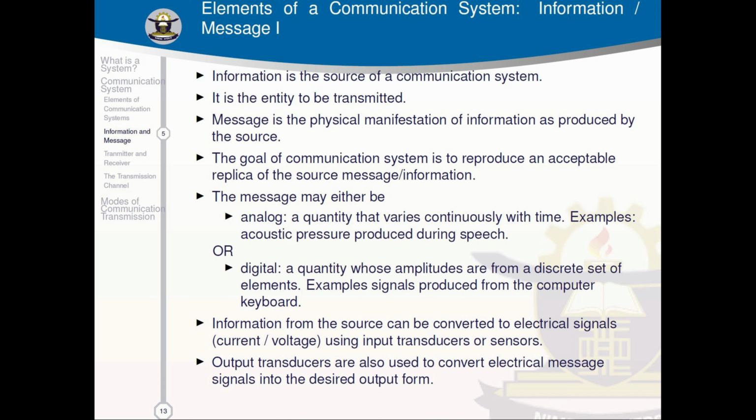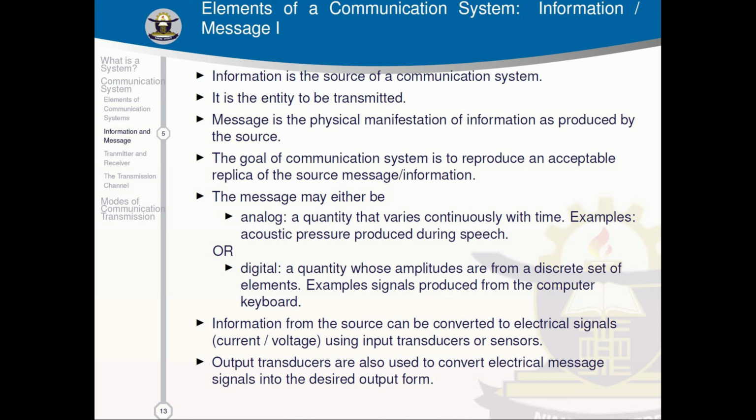And the goal of any communication system is to reproduce an acceptable and useful form of the source message at the receiver's end. The source of information is mostly analog, and therefore most of the time the message that is produced from the source is analog. Analog signal is a signal that varies continuously with time. It means that there is no break in the signal at any point.